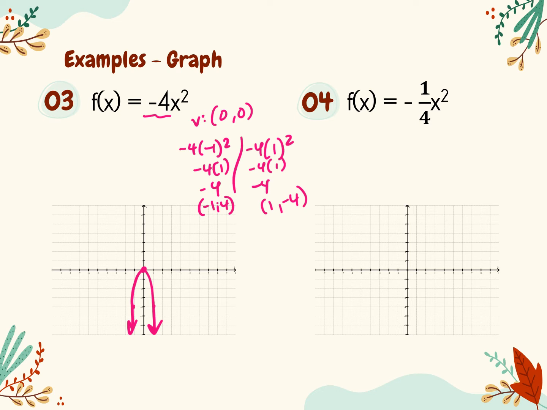So the next one, same thing. Vertex is (0, 0). This time it's going to point down, but it would be wider, right? Everybody good so far?